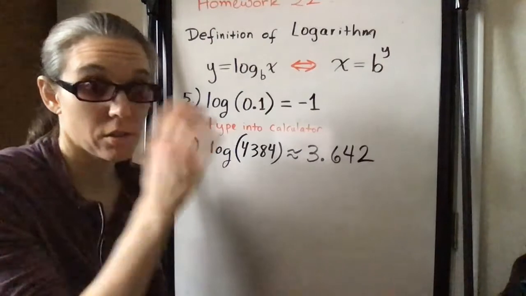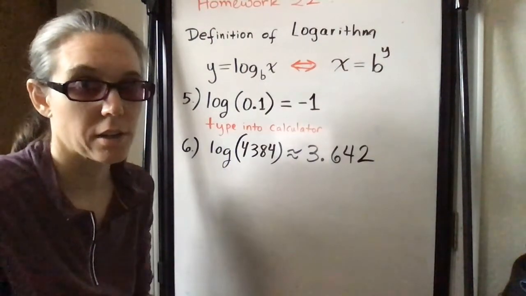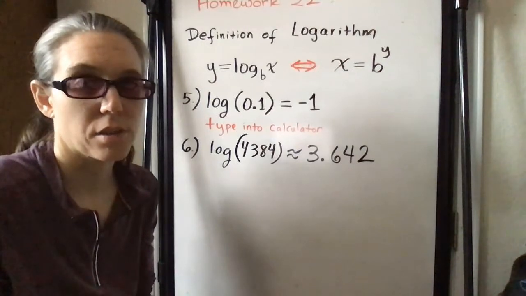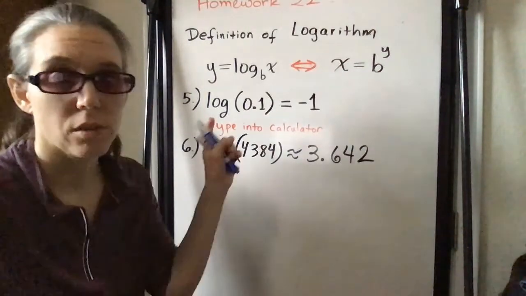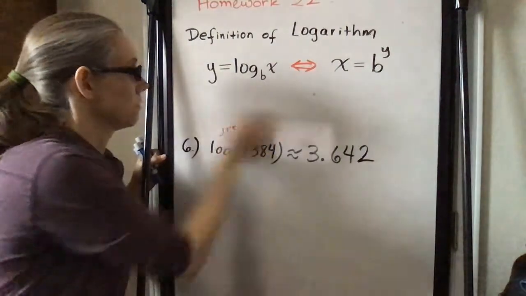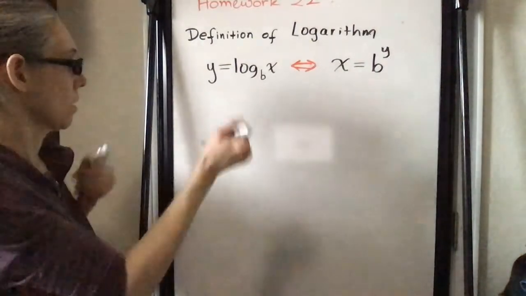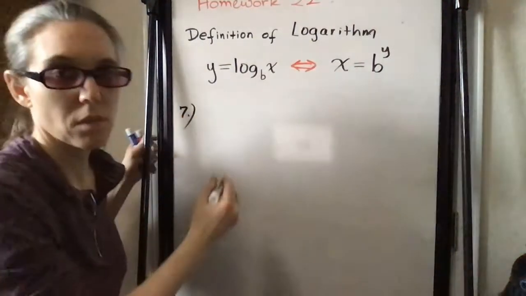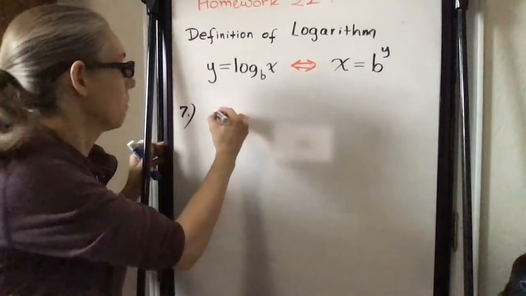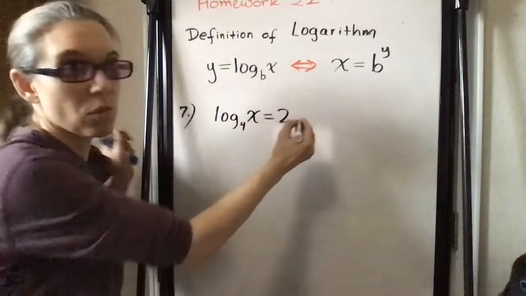Okay, so now we're just going back and forth, right? Now we just learned how to find the log button on the calculator. So now let's look at how to solve some log equations using this definition of log. Number 7. Log base 4 of x is equal to 2.